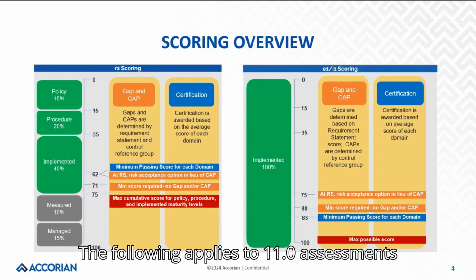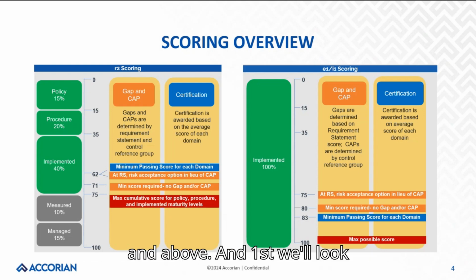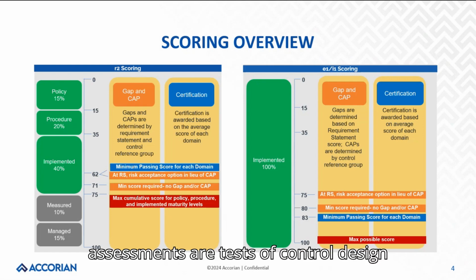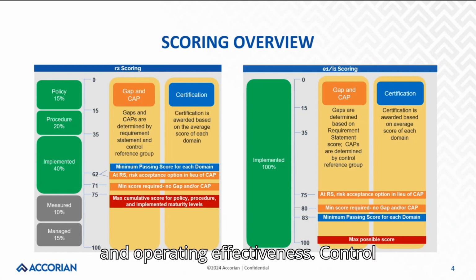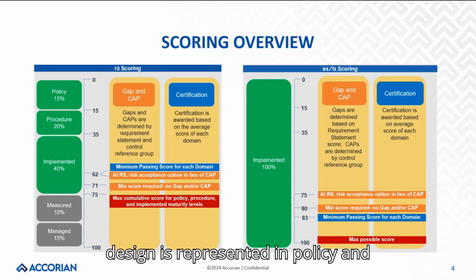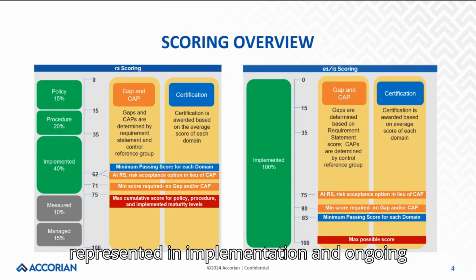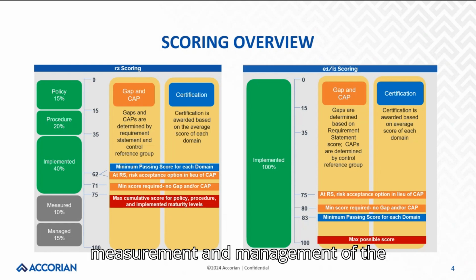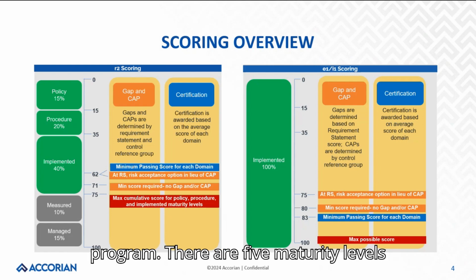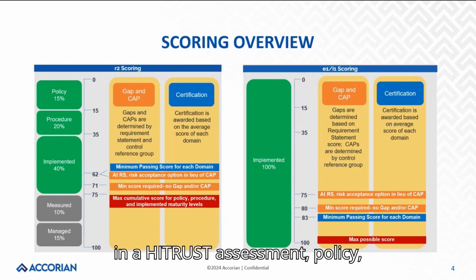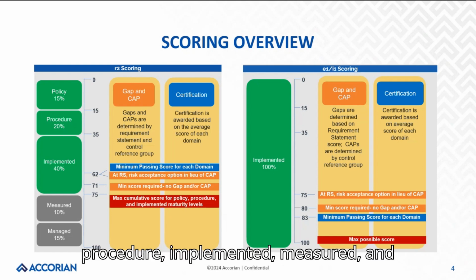The following applies to 11.0 assessments and above. First we'll look at the R2 scoring side of the presentation. HITRUST R2 assessments are tests of control design and operating effectiveness. Control design is represented in policy and procedure, and control effectiveness is represented in implementation and ongoing measurement and management of the program. There are 5 maturity levels in a HITRUST assessment: policy, procedure, implemented, measured, and managed.